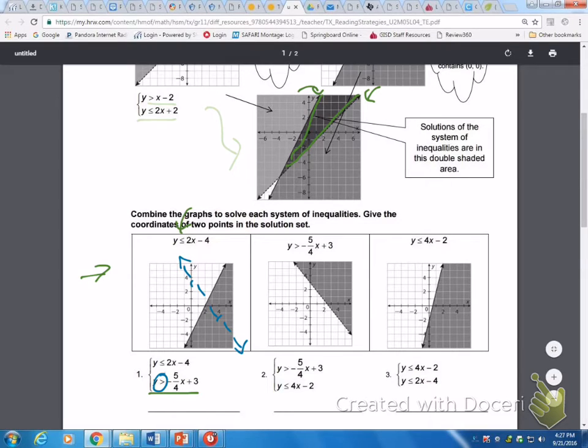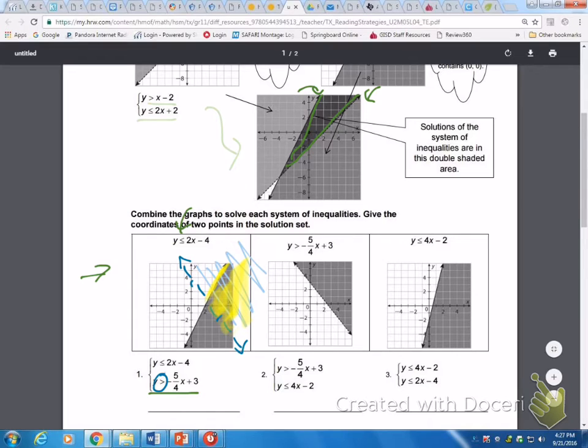And since it is greater than, remember from our discussion from last class, greater than, we shade above. So I'm going to take this line and I'm going to shade above it. Now I want you to notice where the two shades intersect each other. So right here with my solid line, I've got an intersection here, and then my dashed line, and here is the intersection.